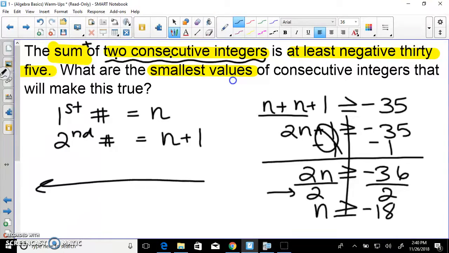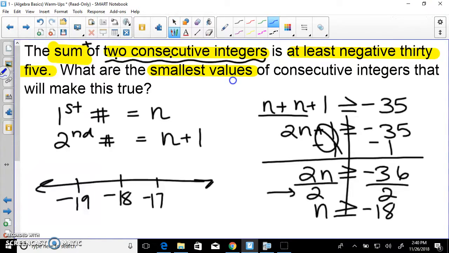So let's put this on a number line. I'm going to put negative 18, one less, and one more. Be careful with your number lines. Remember that negative numbers move in the opposite direction than our positive numbers. I forget that sometimes too. And since it's greater than or equal to, it's going to be a closed circle on negative 18, and it's moving to the right. So any numbers, negative 18, negative 17, negative 16, any of these consecutive numbers would be at least negative 35.